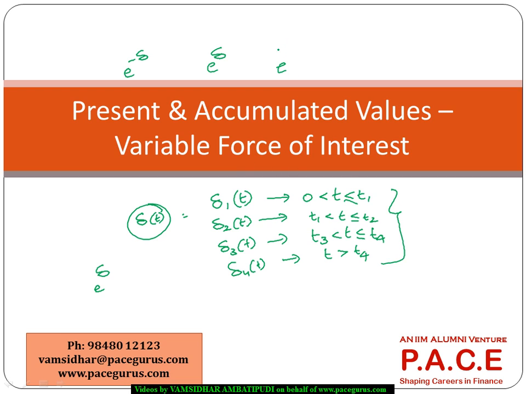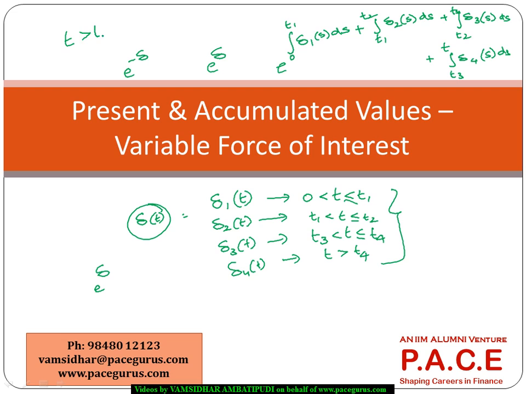Because it is continuous in this entire period, in the e power I'll put the integral from 0 to t1 of delta 1 s ds. Then, at the power itself, I'll put all of them: between t1 to t2, delta 2 s ds; between t2 to t3, delta 3 s ds; and finally, from t3 to t, delta 4 s ds, especially if I'm looking at a t which is greater than t4.